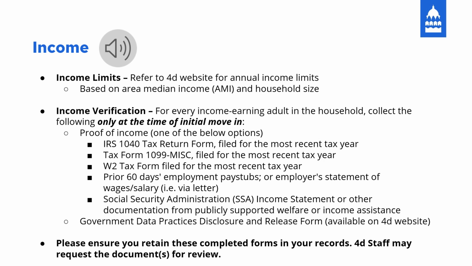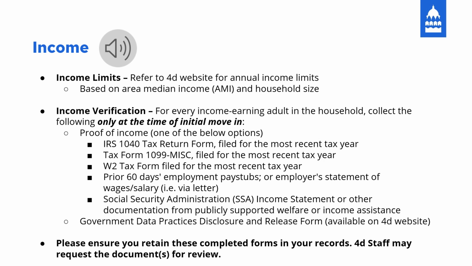Similar to rent, there are various income-related guidelines to incorporate into your day-to-day property management. First, keep up to date on the annual income limits for 4D. These limits are very important because of income verification and can be found on the 4D website. Income verification is an important part of the 4D program to make sure preserved housing is housing the intended population. Income verification is only required for new tenants at the time of their initial move-in. All tenants that were already residing at the property at the time of enrollment in the 4D program are exempt from income verification.